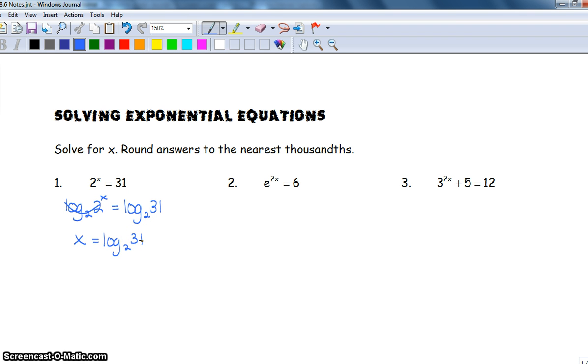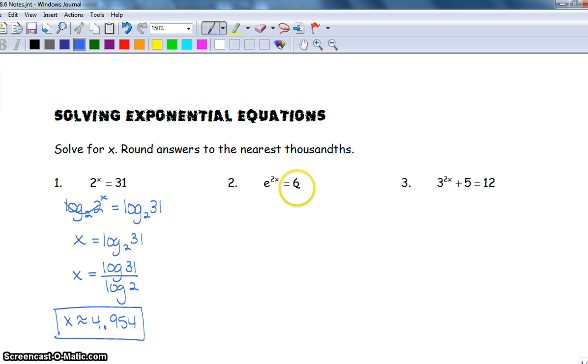Now we're not going to leave that as our answer. We reviewed the other day about how this can't go in our calculator just like that, but I'm going to use the log of base formula. So to evaluate this in our calculator, we use log of 31 over log of 2. And we get that x is going to be about 4.954.